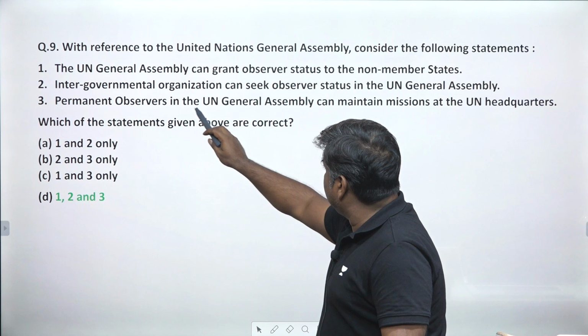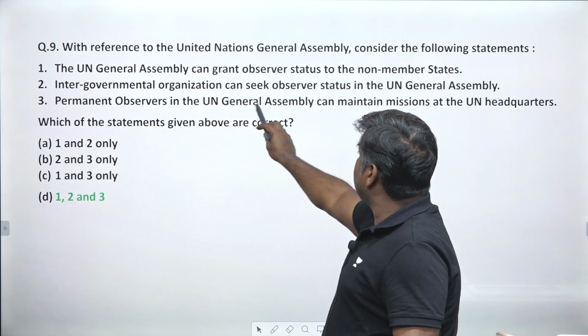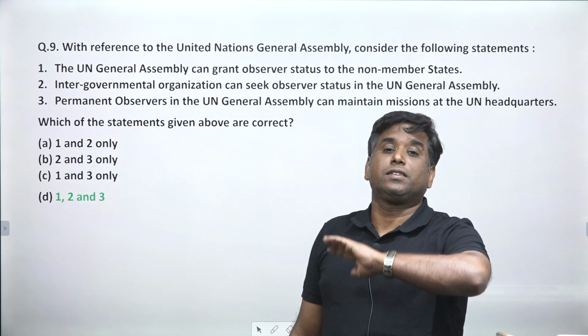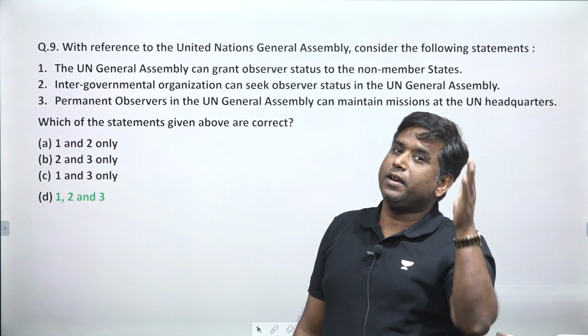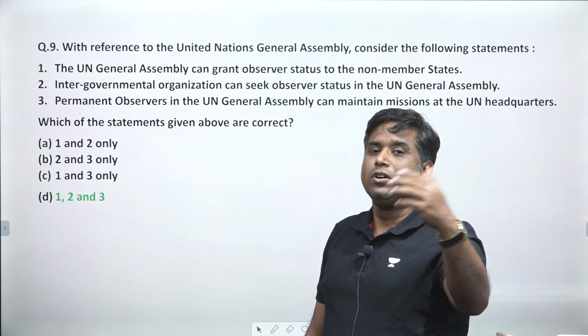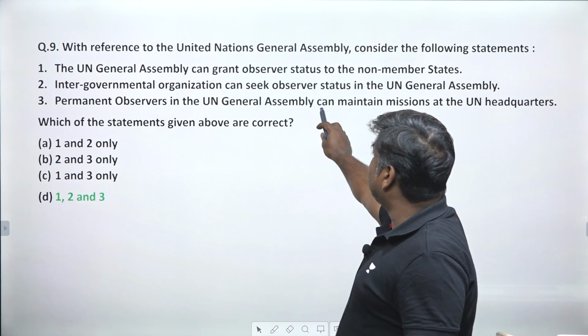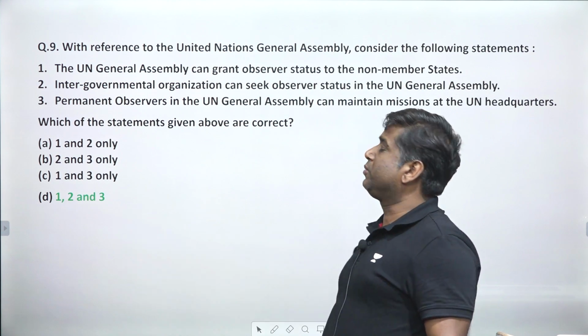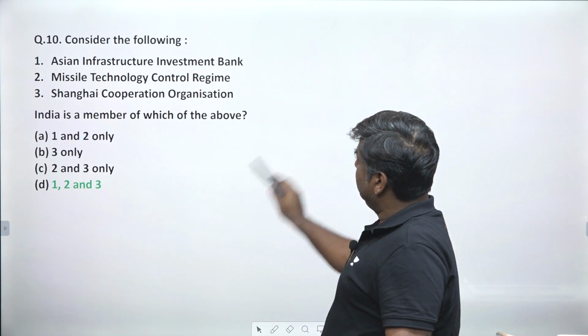So, technically the statement that permanent observers in the UN General Assembly can, yes, because of the word "can", it is not a mandatory condition for all, because there are a few which are not having it. So, technically this statement is also correct. So, 1, 2, 3, all 3 statements are correct.